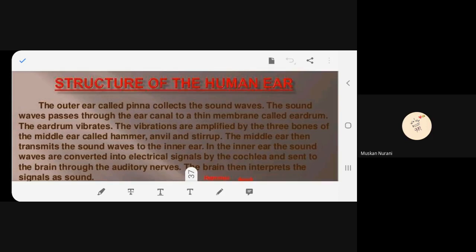In the inner ear, the sound waves are converted into electrical signals by the cochlea, and sent to the brain through the auditory nerves. The brain then interprets the signal as sound.